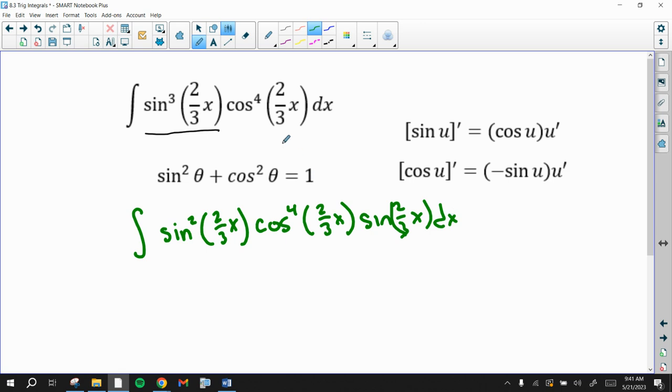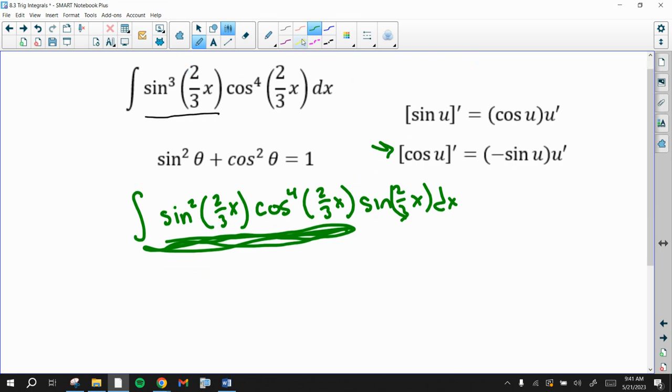This Pythagorean identity allows me to change any sine squared into only cosines. So if I use that, this whole part of the integral would be only cosines, and I can use a u substitution, because if I let u be the cosine factor, then du is going to include the sine factor, and it's going to work. So we're going to try that just to see how it works. So here we go.